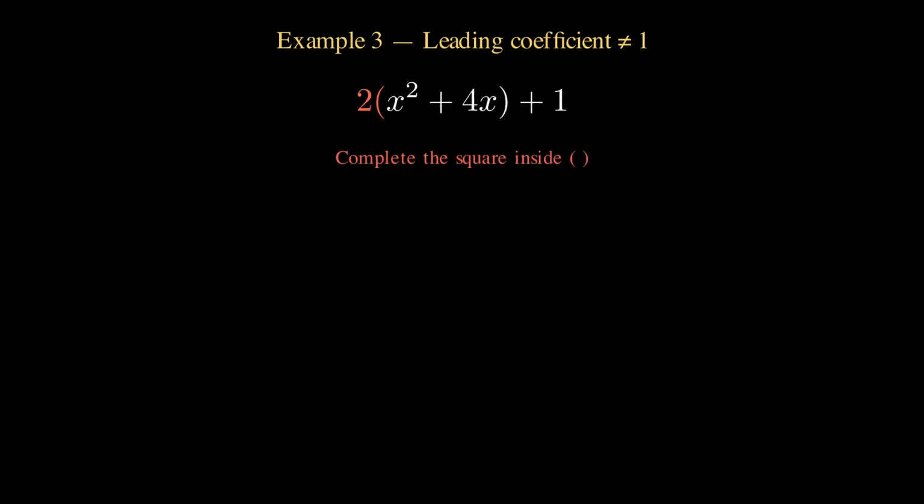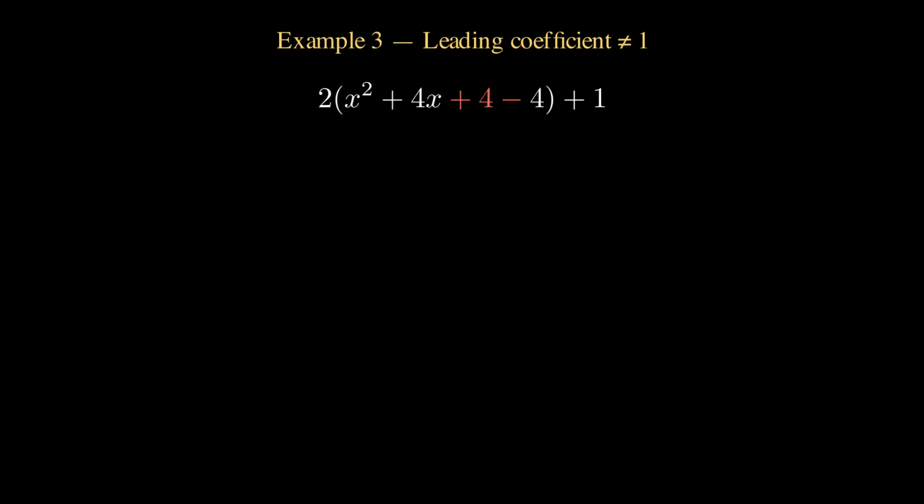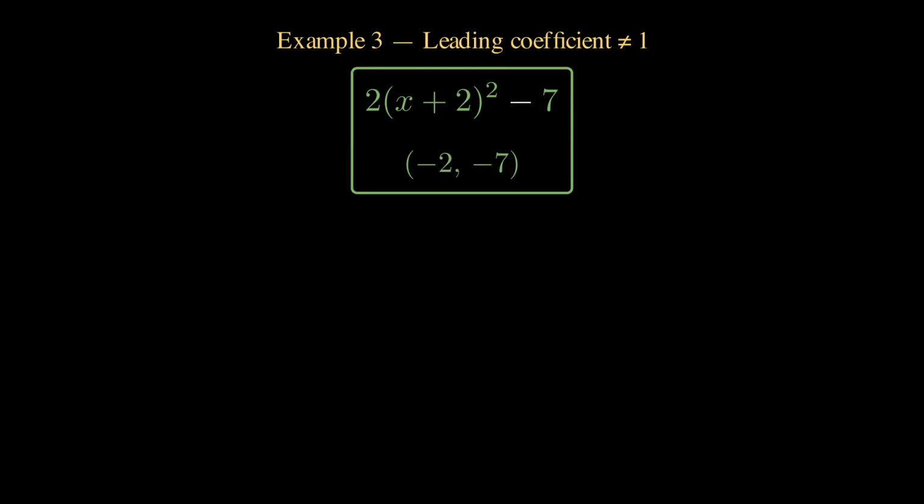Harder case: 2x squared plus 8x plus 1. Factor first. Start with 2x squared plus 8x plus 1. Factor 2 from the first two terms: 2 times (x squared plus 4x) plus 1. Inside the parentheses, half of 4 is 2, and 2 squared is 4. Add 4 and subtract 4. Rewrite x squared plus 4x plus 4 as (x plus 2) squared, then distribute the 2. 2 times negative 4 is negative 8. Negative 8 plus 1 is negative 7. Vertex at (negative 2, negative 7).